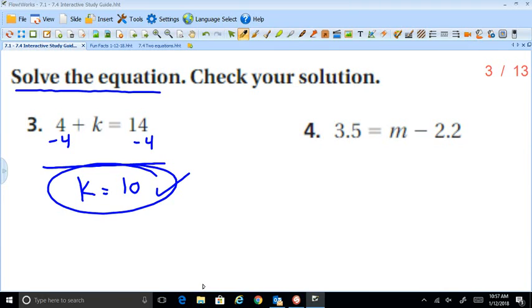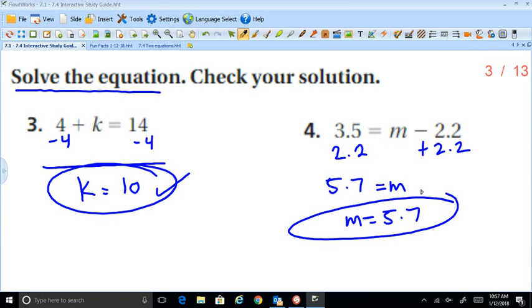It works correctly. Number 4, we want to get m by itself by adding 2.2 to both sides of the equation, and that leaves us with 5.7. So m is equal to 5.7. 5.7 subtract out 2.2 is 3.5.